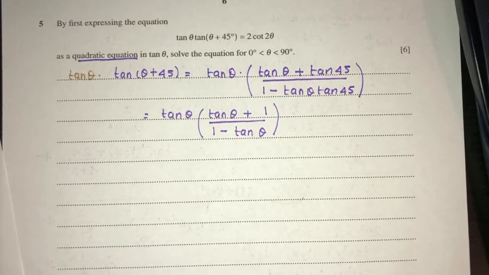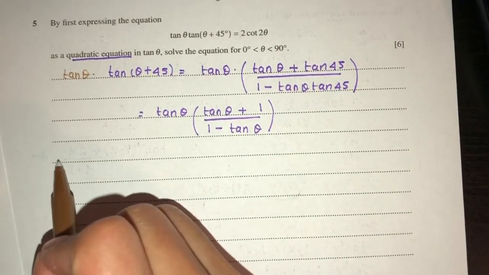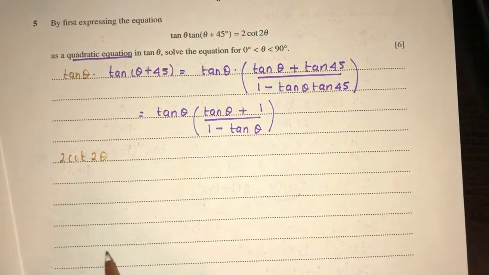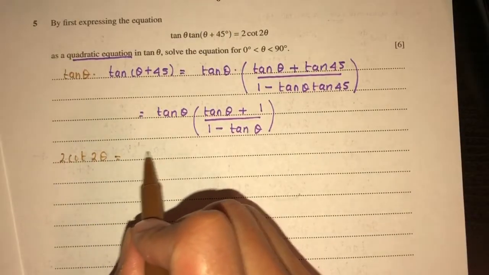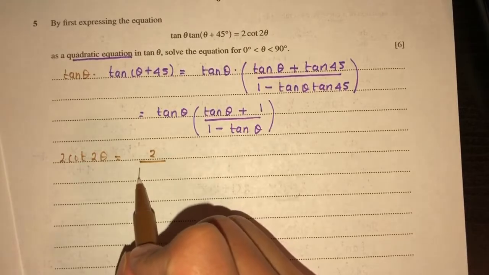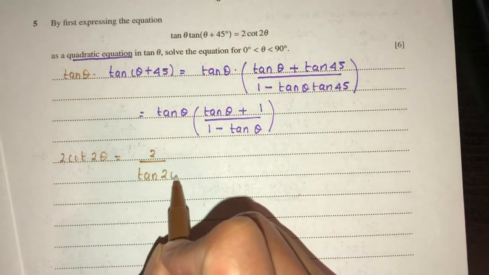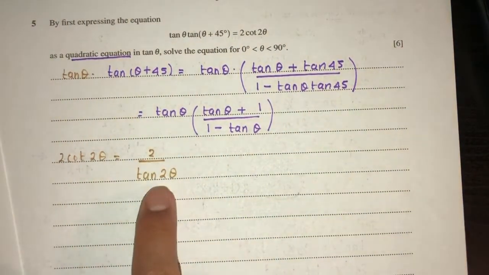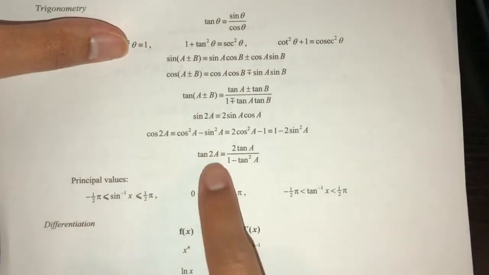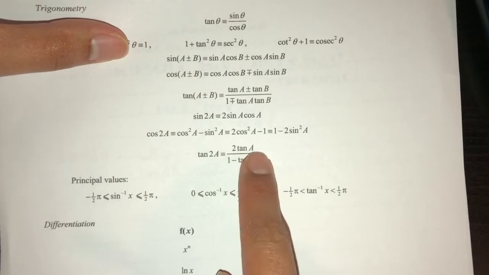Let's check. On the right hand side we have 2 cot 2 theta. Now what is the value? What is cot? Cot is 1 over tan, so this is 2 over tan 2 theta. Now how would you expand this? Same thing, going back to your list of formula. So tan 2a is equal to 2 tan a over this.